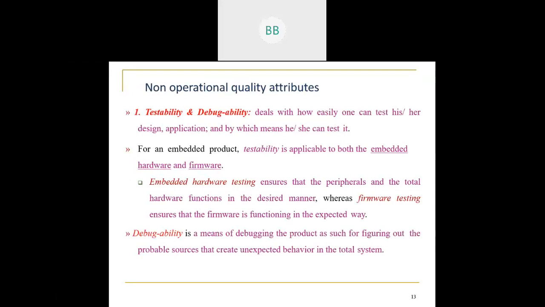Now we will look into non-operational quality attributes. First one is testing and debugging. Of course, testing has to be done in order to ensure that the hardware and the firmware work properly as per our expectation. There should not be any delay in debugging the errors encountered during testing. Testing and debugging has to be done very carefully using testing and debugging techniques before the product is released to the market.